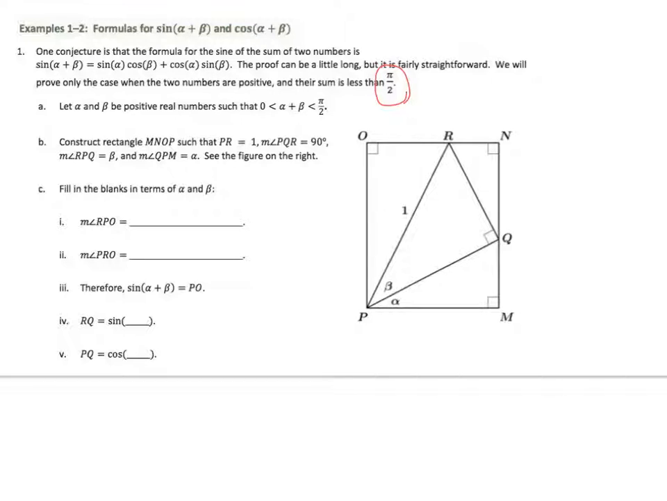Fill in the blanks in terms of alpha and beta. So the measure of angle RPO is 90 degrees, or pi over 2, minus alpha minus beta. Let's look at it. We have pi over 2, which is 90 degrees, and we're subtracting out alpha and subtracting out beta, and that gives us this angle right here. Okay, that's angle RPO.